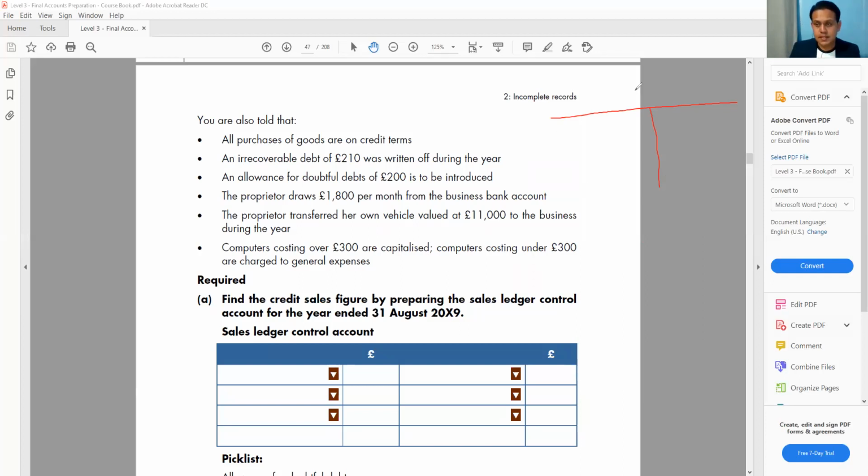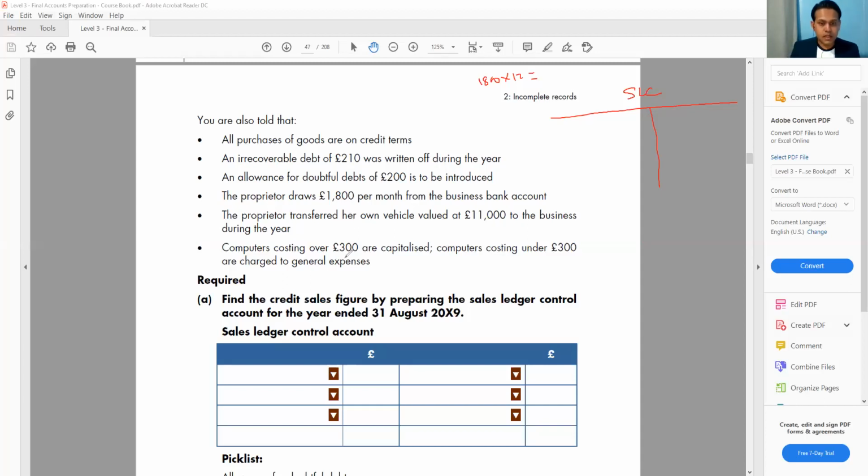So let's say this is my sales ledger control. I have to write it off on the credit side, because writing on the credit side means I'm offsetting everything. Then we have allowance for doubtful debt 200 to be introduced. The proprietor draws £1,800 per month from the business bank account during the year. That means 1,800 per month times 12 will give you the whole year, how much he takes from the bank, because the bank will go down by this amount.